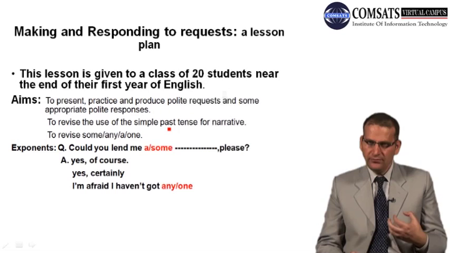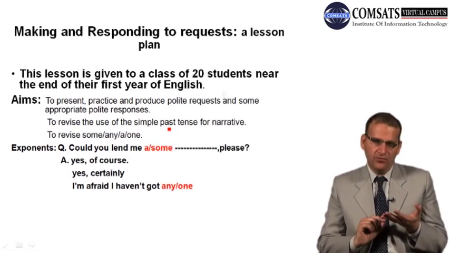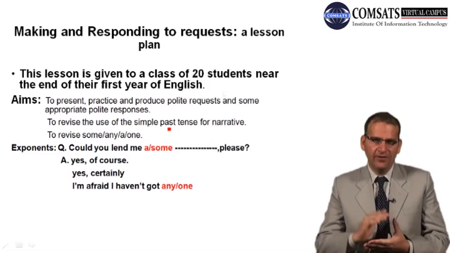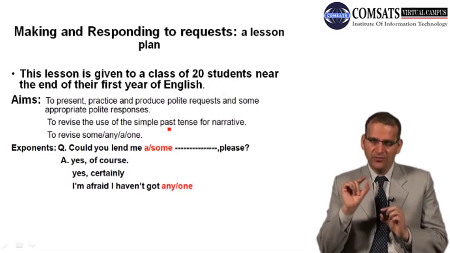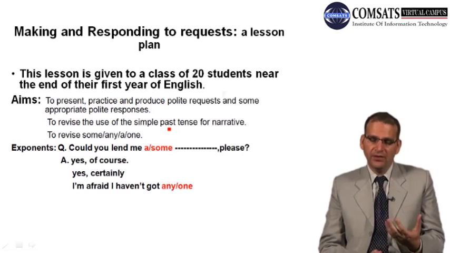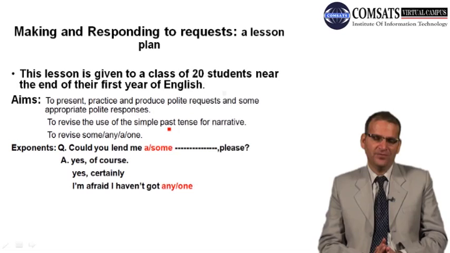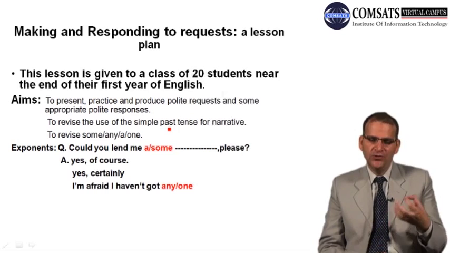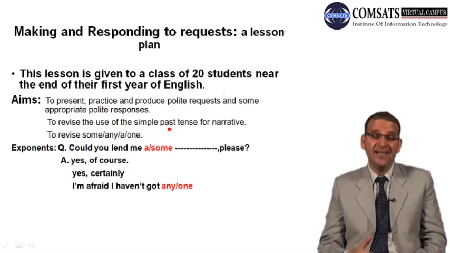So the aims in this lesson, again, are three stages: to present, to practice, to produce polite requests. If I compare it with the previous lecture, there were again three stages, but there we were teaching a modal verb. Here we are presenting, practicing, and producing polite requests and some appropriate polite responses. So this is one aim. The second aim is to revise the use of the simple past tense for narratives, when you have to narrate some things.